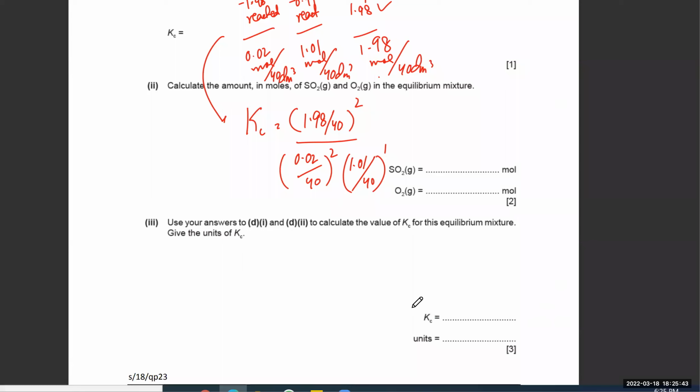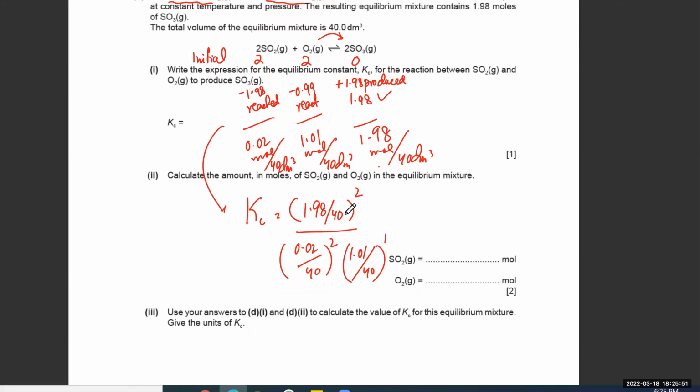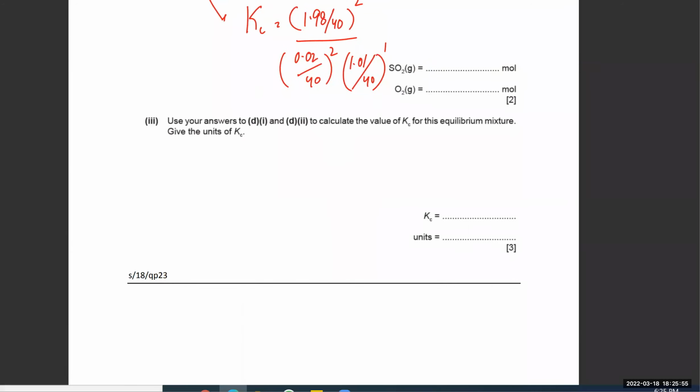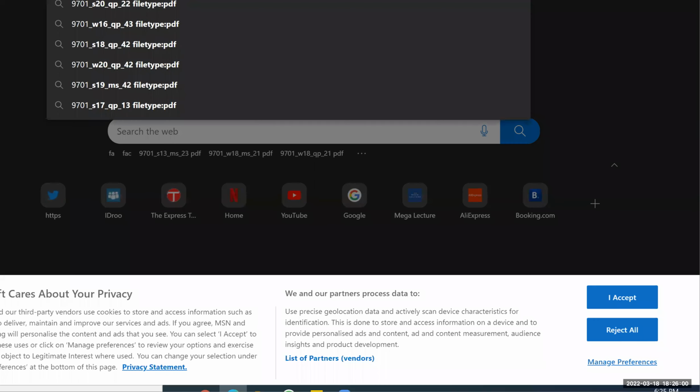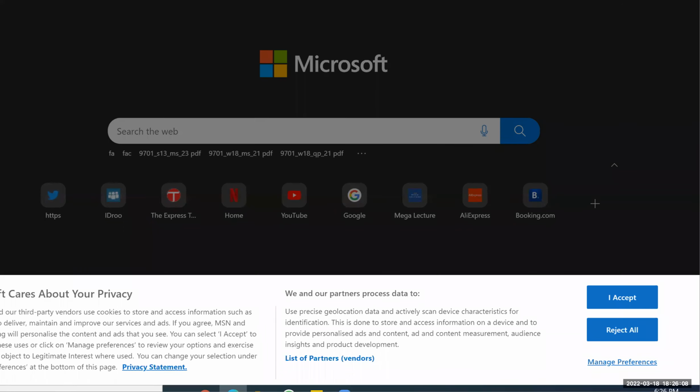Sir, could you check with the answers? Because I'm getting 300,000. For this one? Yeah. फिर यही होगा. It's going to be S18 QP23. Just a second. 9701 underscore S18. Did anybody else do it? क्या QP23 था? Sir, I'm getting 1.5 to the power of 1.5 times 10 to the power of 7.